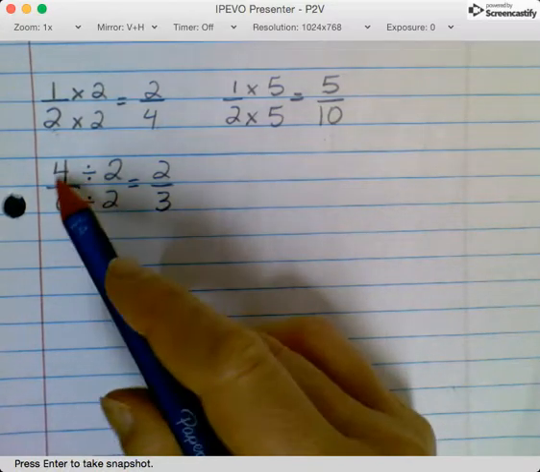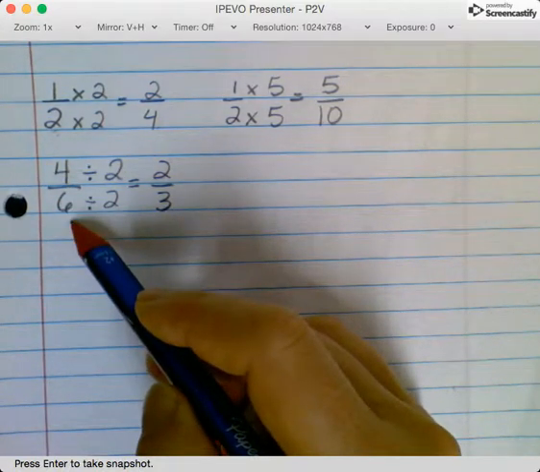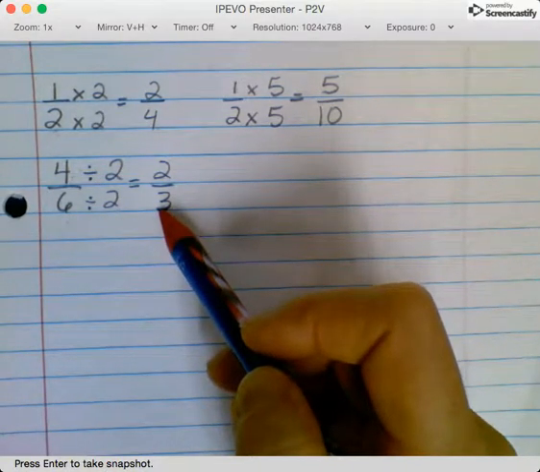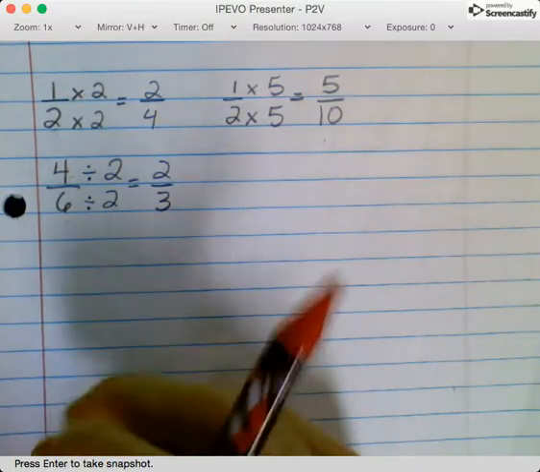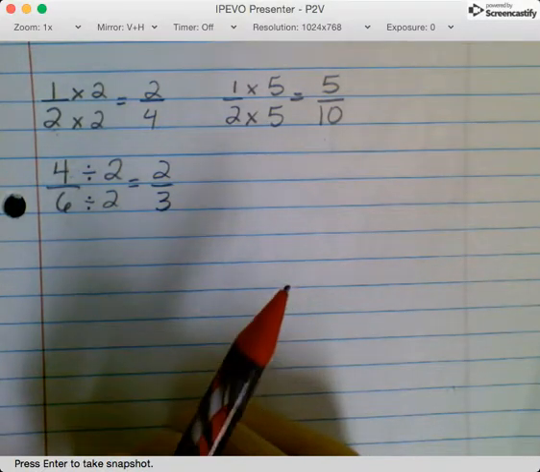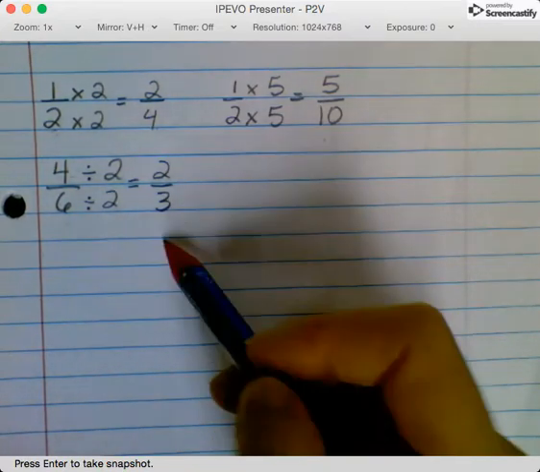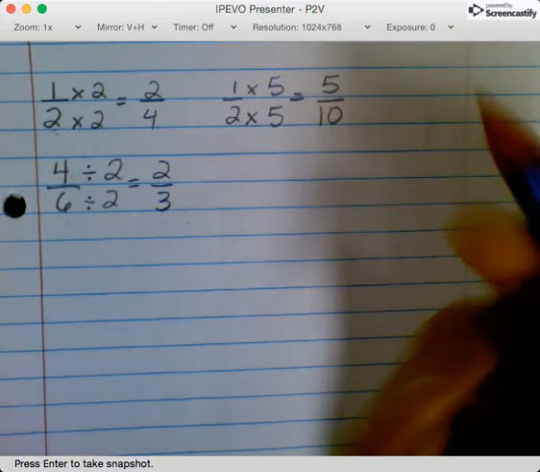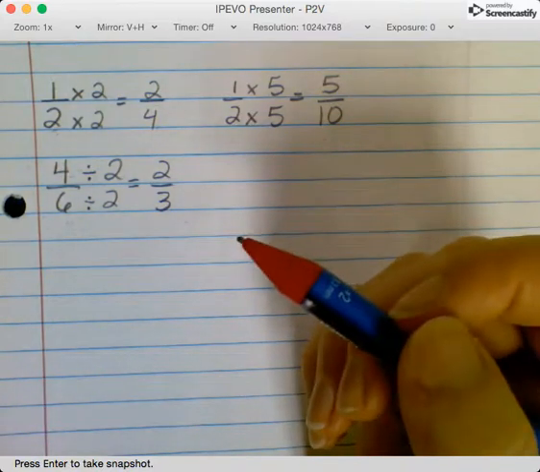Now I could also multiply that to come up with an equivalent fraction. Usually you'll want to divide to put them in lowest terms, but sometimes when you are adding or subtracting, you need to find a common denominator, and so you may need to multiply. Okay, let's do one more example with division.